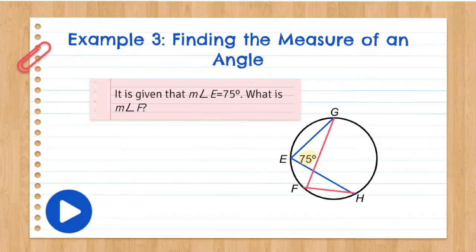So notice that this is the bow tie / butterfly theorem, and the measure of angle GEH and the measure of angle GFH both share arc GH. So notice that arc GH is used by angle E and also by angle F. So since they both share the same arc, they will also share the same angle.